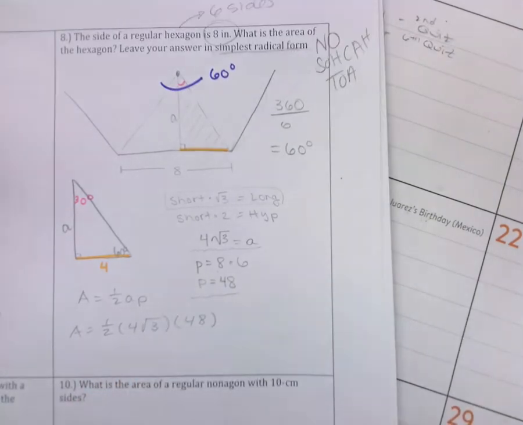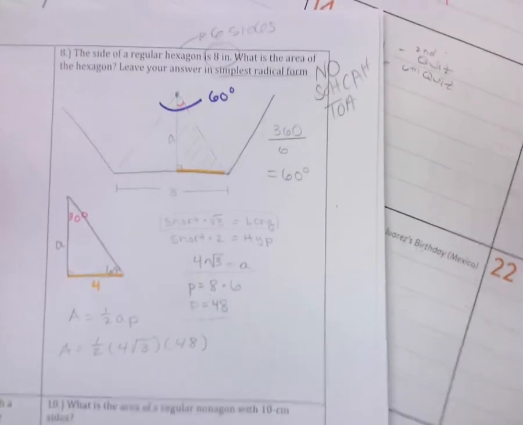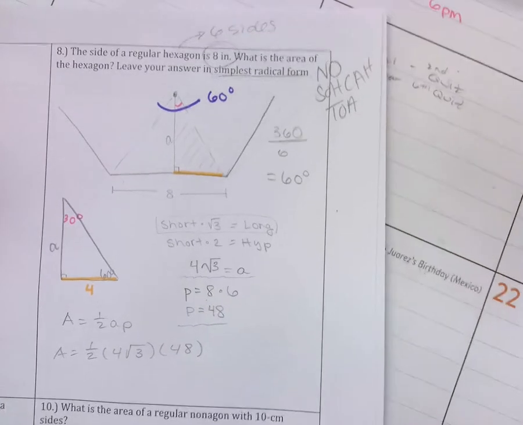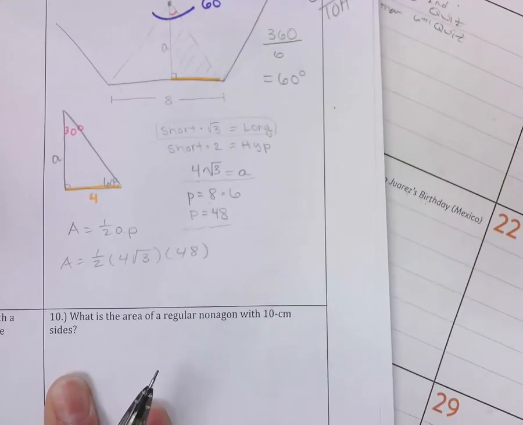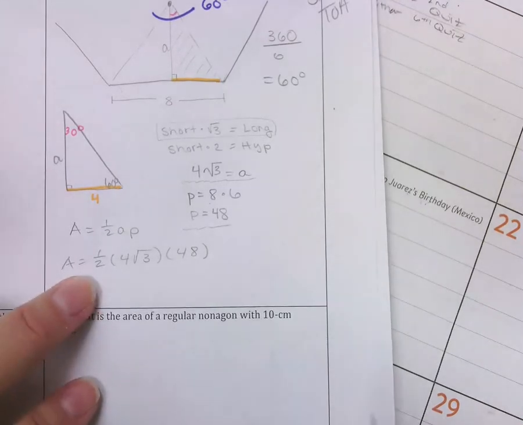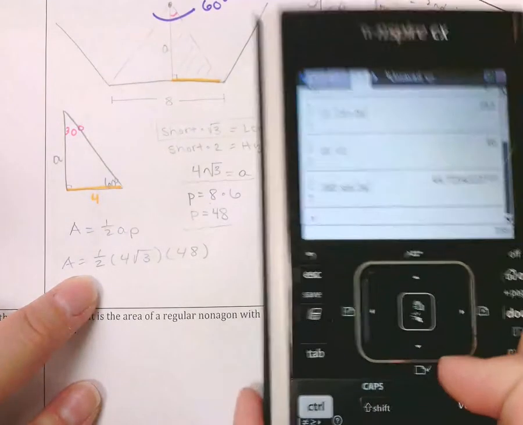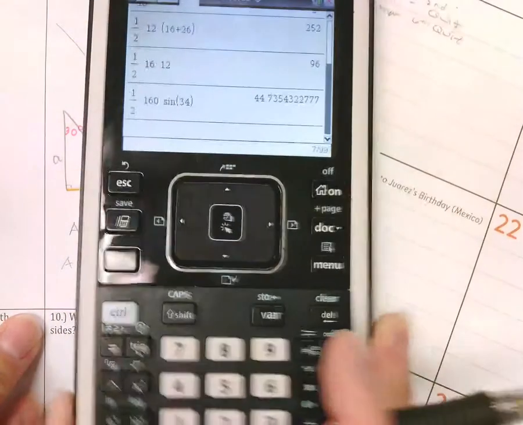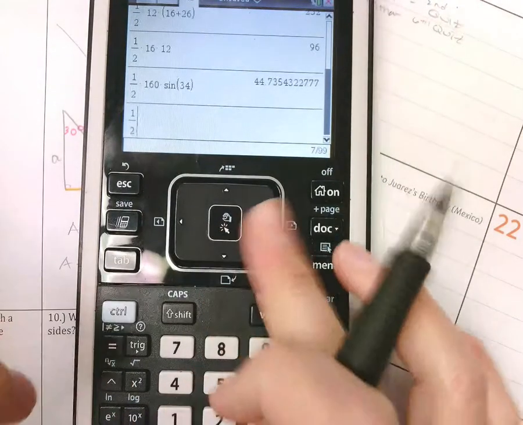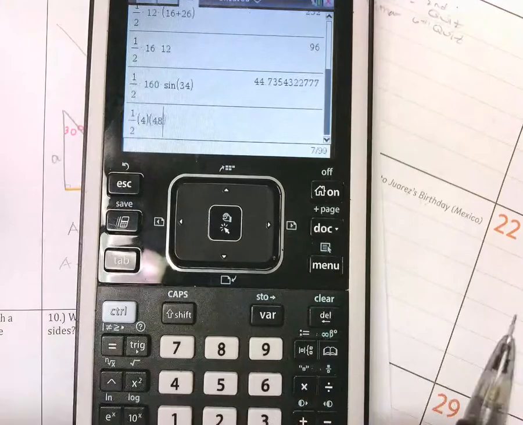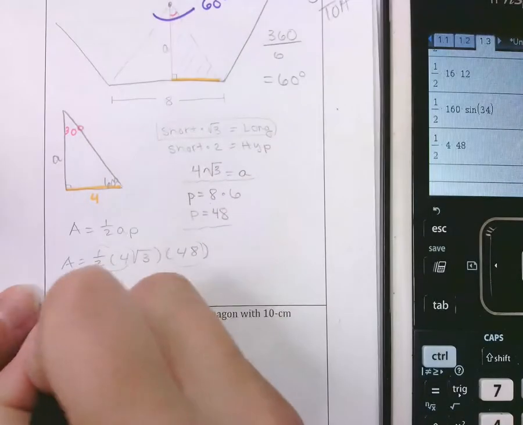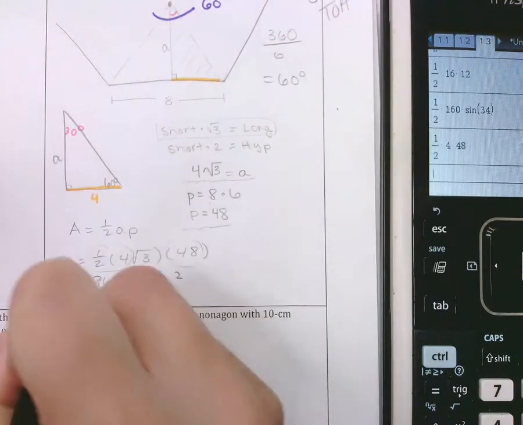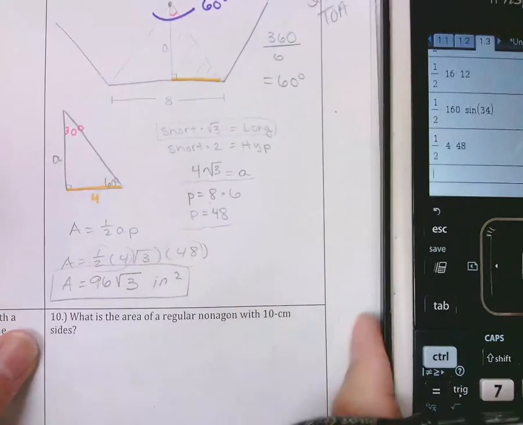This is the one question where you can't use your calculator entirely. You can use your calculator a little bit, but if you use it the whole time, it won't leave it in radical form for you. So my suggestion is to take half of all three of the numbers here: 1/2, 4, and 48. I got 96. Then put that in front of the square root of 3. That's it. And these are in square inches. Could you do that calculation again? Okay.